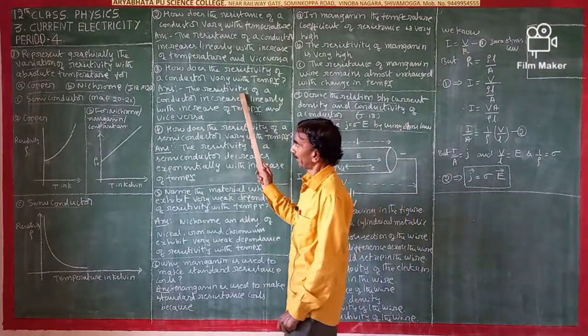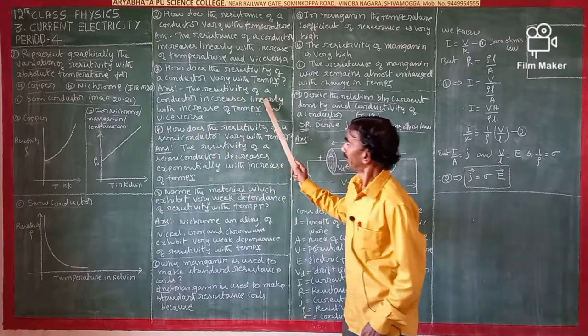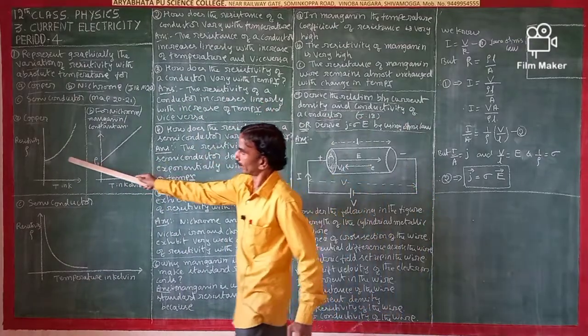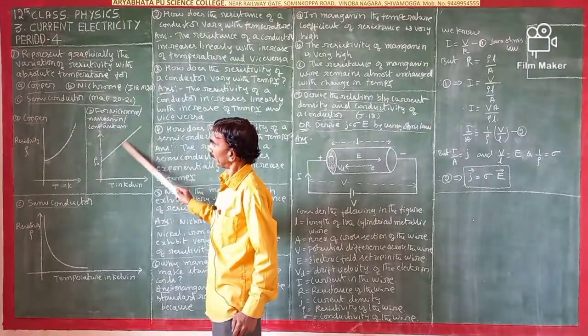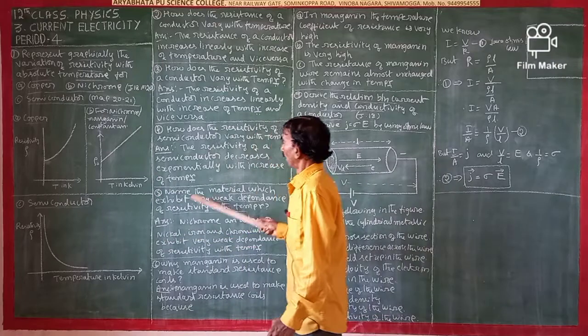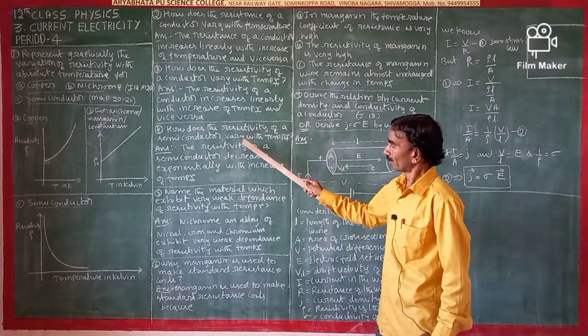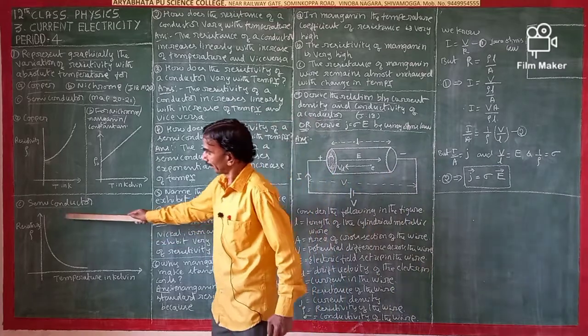The resistivity of a conductor increases linearly with increase of temperature. You see the resistivity of a conductor, copper, nichrome wire, is increasing linearly. Now, how does the resistivity of a semiconductor vary with temperature? This is a semiconductor, it is decreasing.